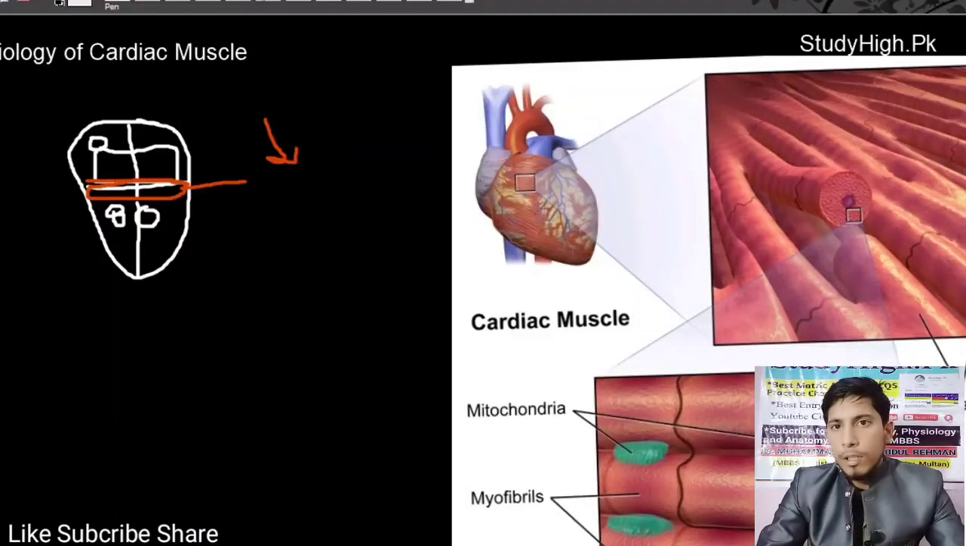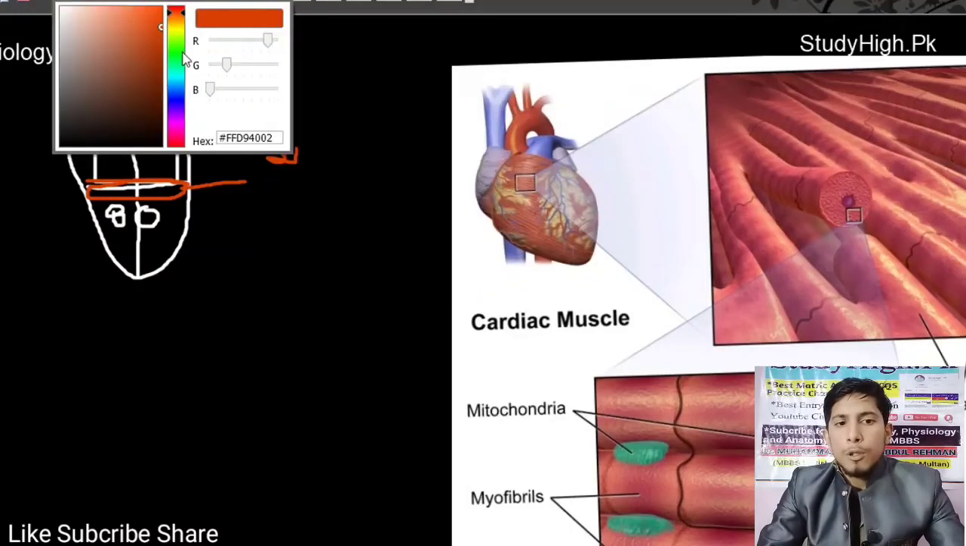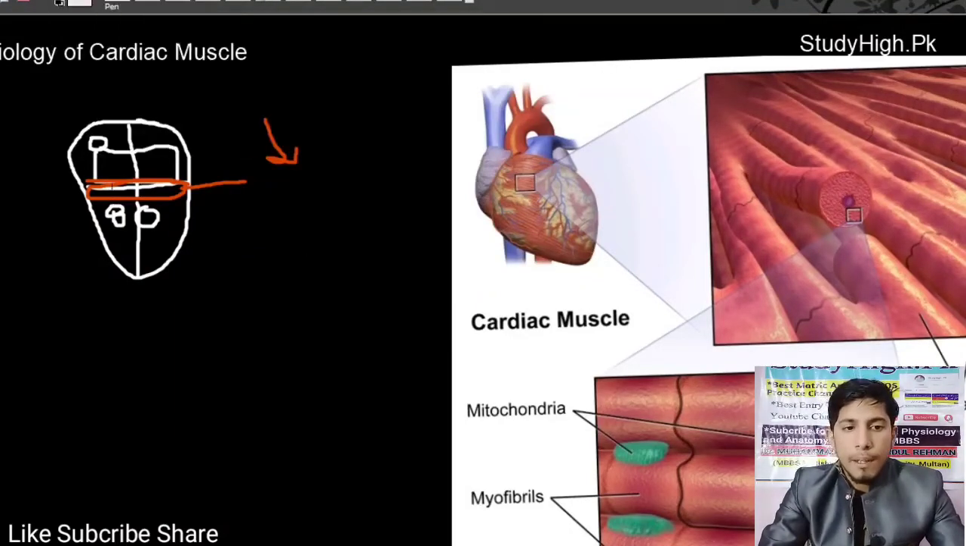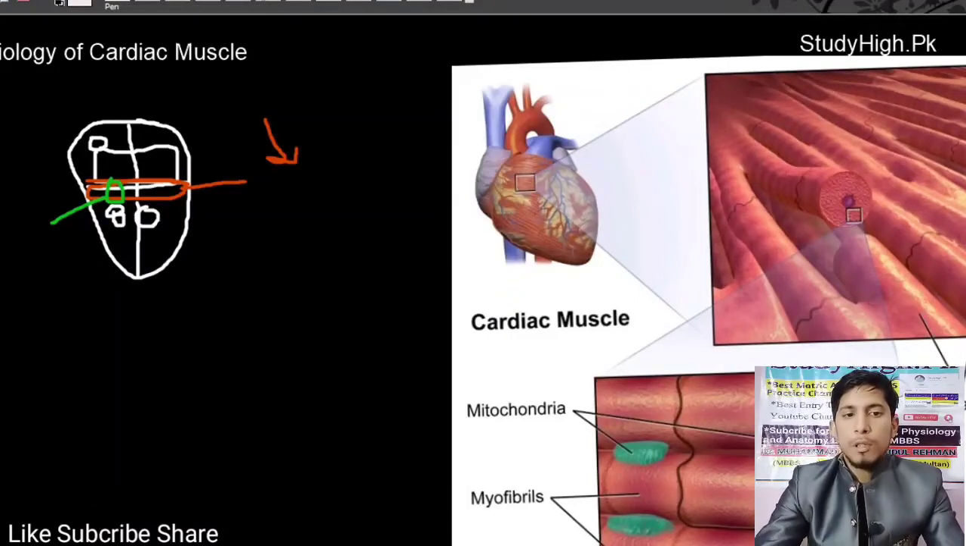The only pathway through which impulses can be transported from atria to ventricles is through fibrous tissue, that is the AV node or Purkinje fibers present in the heart. So only through the AV node can action potentials be transported from atria to ventricles. Now we have discussed the important concepts.